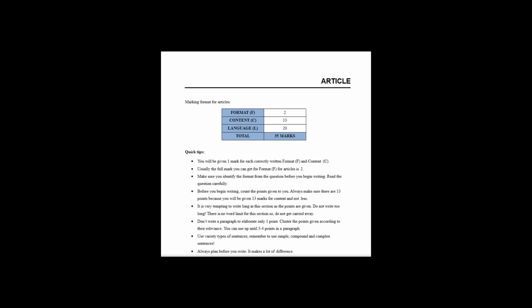Okay, don't write a paragraph to elaborate only one point. Cluster the points given according to their relevance. You can use up to 3 to 4 points in a paragraph. When you write in paragraphs, make sure you gather the points. Let's say 3 to 4 points can be put in one paragraph. You don't need to write one paragraph for one point and then drag it out a bit longer.